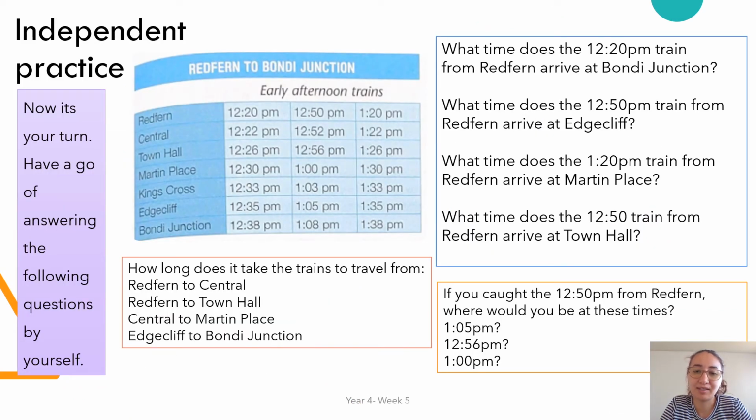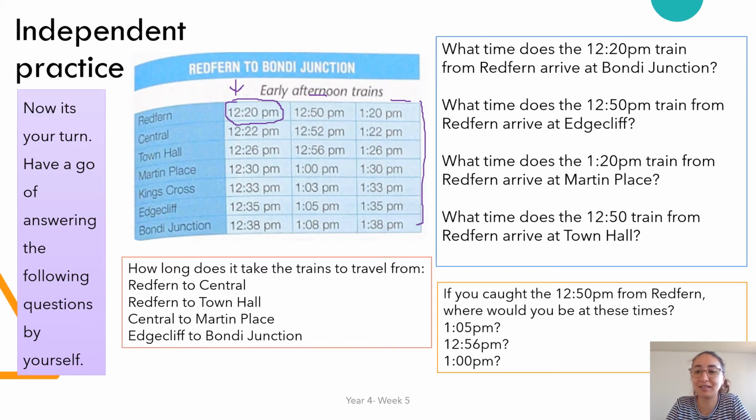Now some of these questions, we can see it says, what time does the Redfern train arrive at Bondi Junction? But it's the 12:20 train, so you would just look at this train, guys, for this question. So make sure you remember that this is the first train, this is the next one, number 2 and number 3, and you read them going downwards, not across. And I think that should be it.